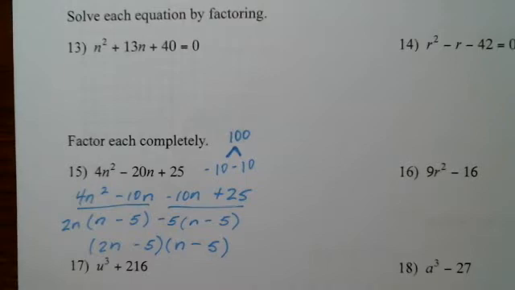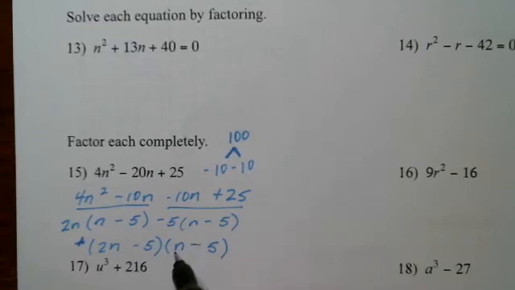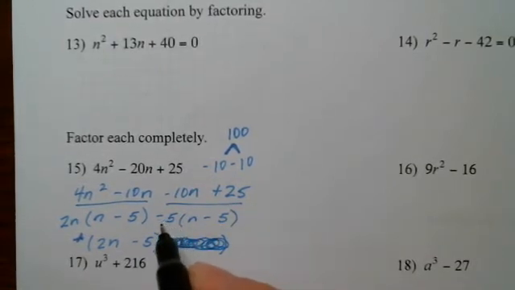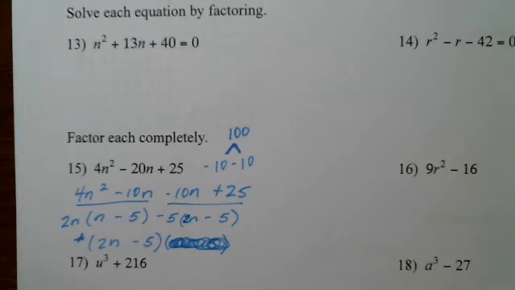That wasn't the answer on the back. It's 2n minus 5 squared. There we go.